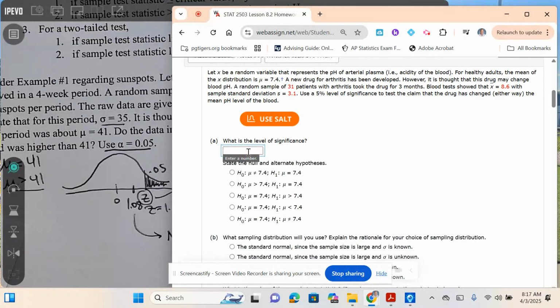Now, they said it was a 5% level of significance, so you need to express that as a number. So we're going to do it as a decimal, so 0.05 there. So 5%, 0.05.